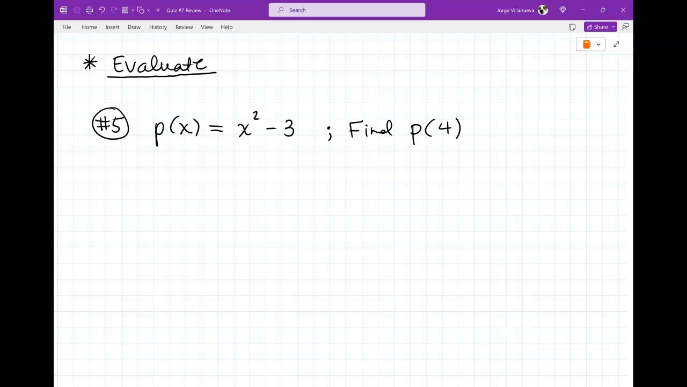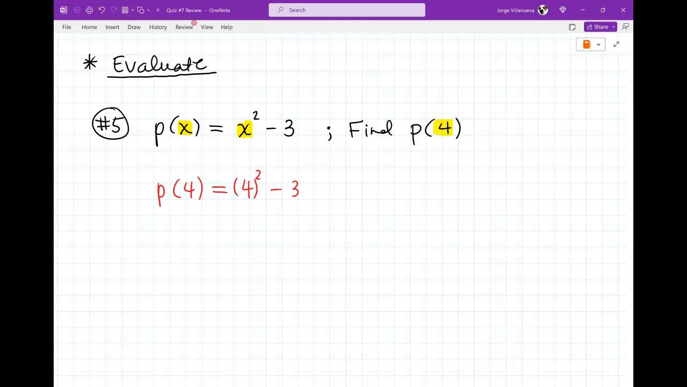For number 5, all they want us to do is just evaluate. They give me a function p of x, which is x squared minus 3. They want me to find p of 4. Remember, the 4 value is replacing the x values. Okay, so even this right there, I'm highlighting it because for those of you guys that are having trouble knowing where you put this stuff, you're replacing the x's with a 4. So it looks like this. P of 4 is equal to 4 squared minus 3.